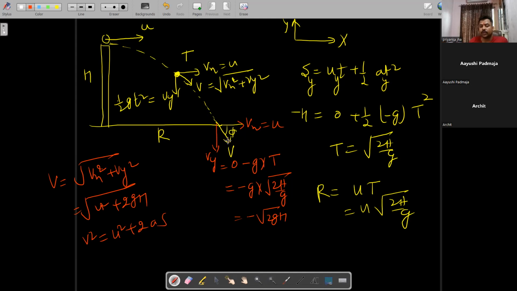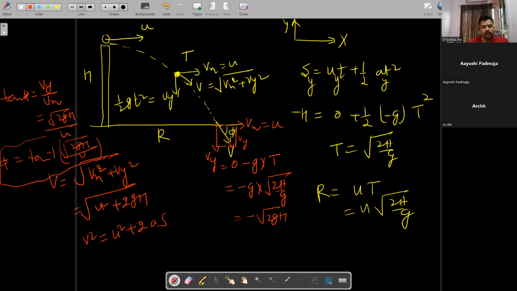And this angle you have to find. So you can just use vector addition. So tan phi would be, if this is Vy, Vy upon Vx. So Vy is under root 2gh and Vx is u. So at this angle, phi is tan inverse of under root 2gh upon u. Understood? At this angle, it will strike the ground. Tell me if you understood or not.